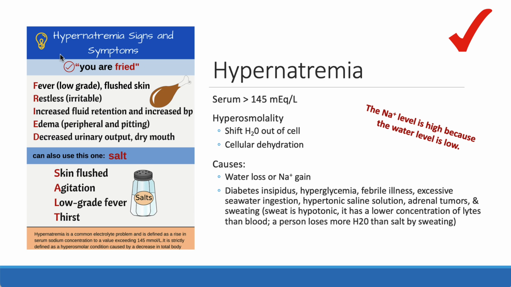Also, if you need a little way to help you remember this, I don't like these things. I'd rather understand it, but I know a lot of students like these. You can remember FRIED, right? Fever, restlessness, increased fluid retention, and increased blood pressure, edema, and decreased urinary output may be ways for you to recognize that somebody is hypernatremic.